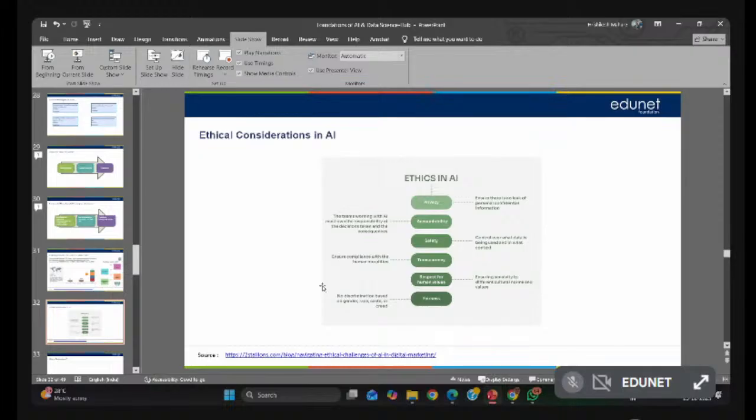Then transparency. What is transparency? If you are doing any task, if you are handling any client data, that should be transparent. We can say the customer should be aware of all the activity that we are doing on the particular data. Are you getting my point?